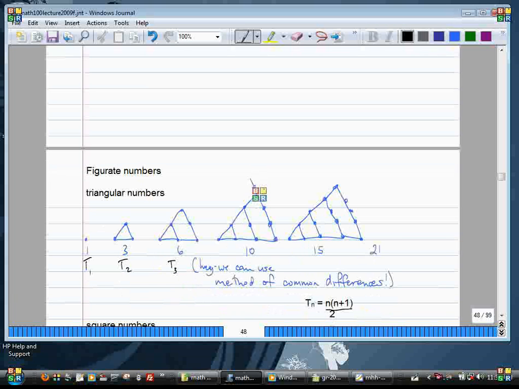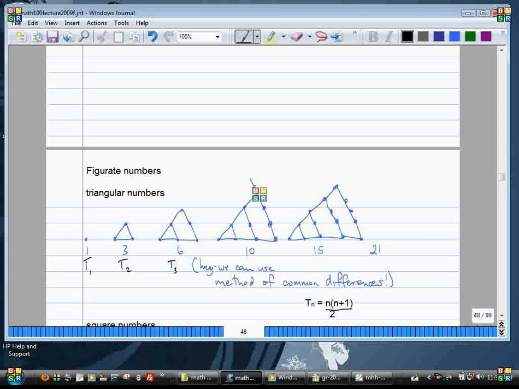To find the number of points in the triangle with n layers, or in other words, the nth triangle, there's your formula. Wait, that looks... It's the same as the one before. Why is it the same as the one before? What's the method? Right. Why is this problem actually the same as the problem we just did?